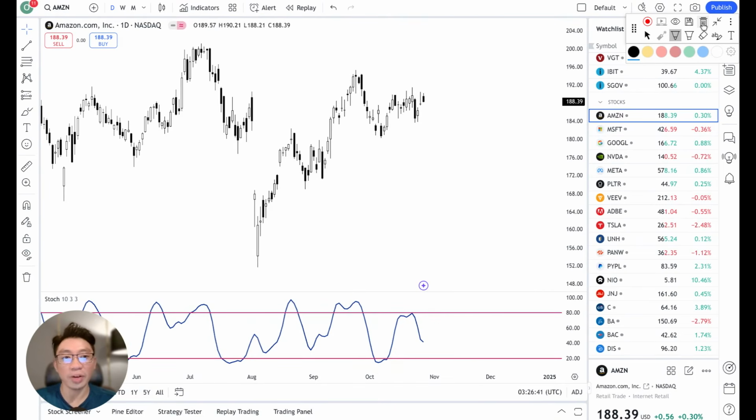Now that we have identified this, it's time to just simply cycle through the stocks. As you can see, Amazon right now is somewhere in the middle. It's neither overbought nor oversold.